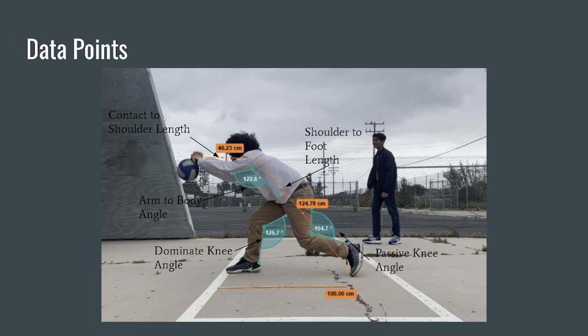Now, as you can see, we have five data points. We have our contact to shoulder length, which is the contact point and the shoulder. The foot to the shoulder length. The arm to body angle. The dominant knee angle, and then the passive knee angle.